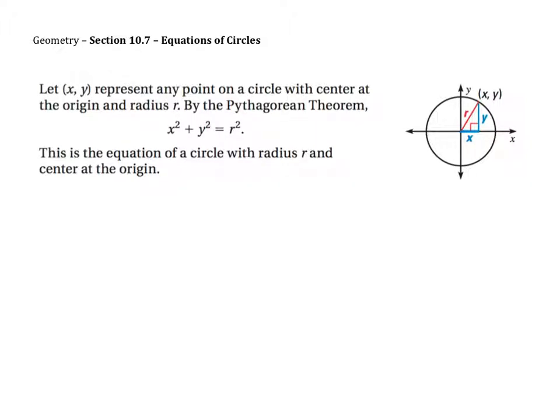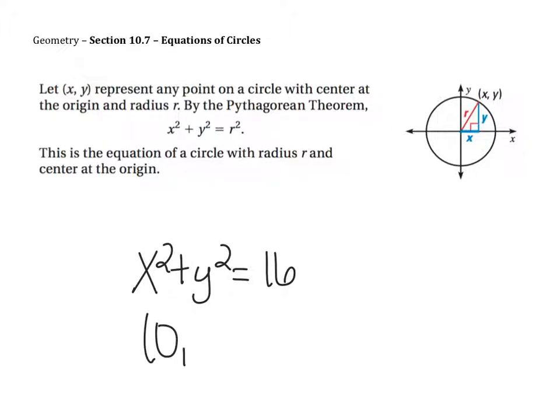On the flip side of that, if I gave you an equation x squared plus y squared equals 16 and said where is the center and what is the radius, you would say, well, the center is at 0, 0 since it's just x squared plus y squared, and the radius would be the square root of what's after the equal sign. So in this case, the square root of 16 is 4. So you'd have a radius of 4 with a center at 0, 0. Being able to go back and forth like that is something you're going to have to do in this section. Let's look at our first example.